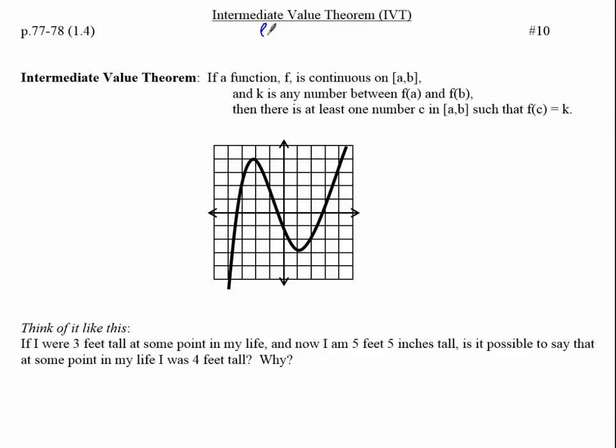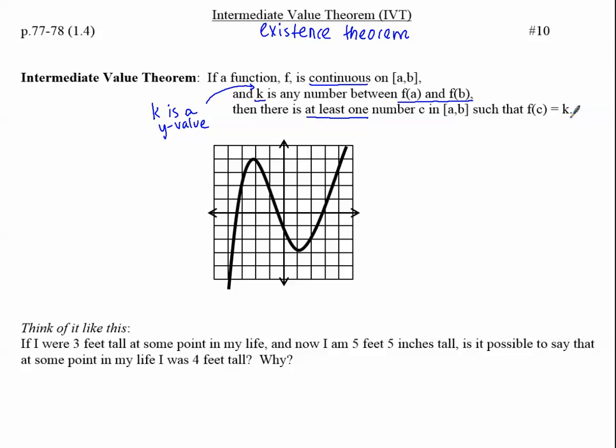The intermediate value theorem is an existence theorem. It proves the existence of an intermediate value. It says if a function is continuous on a closed interval a to b, and k is any number between f of a and f of b, these are the y values for the endpoints, therefore k is a y value, then there is at least one number c in the interval such that f of c equals k.